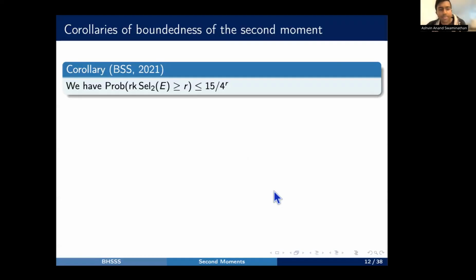Okay, so immediately from that second moment result, we can apply Markov's inequality again and get a sort of exponential improvement on this upper bound on the probability that the 2-Selmer rank is at least r. We now have a bound of (15/4)^r, as opposed to (3/2)^r.